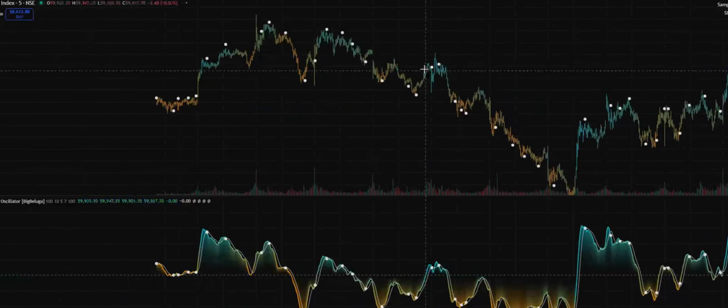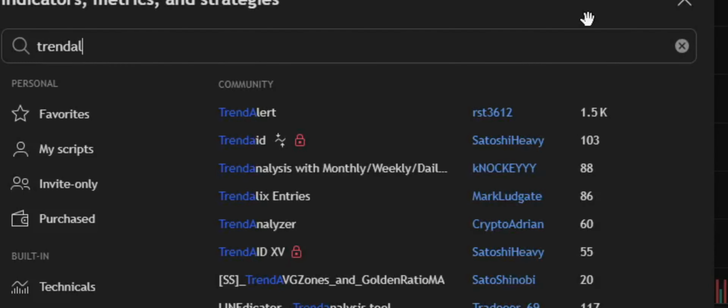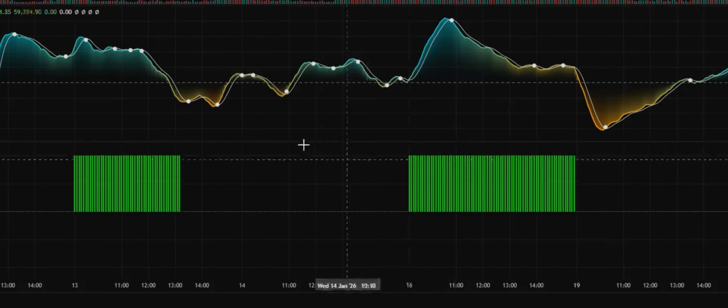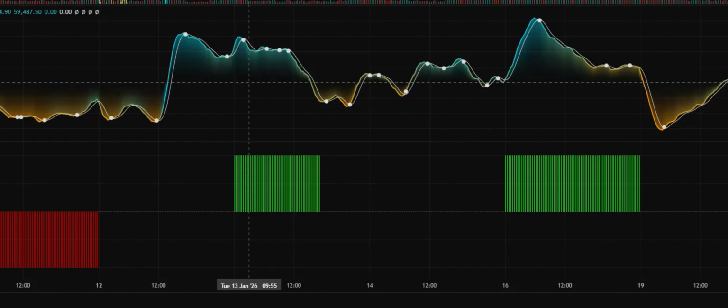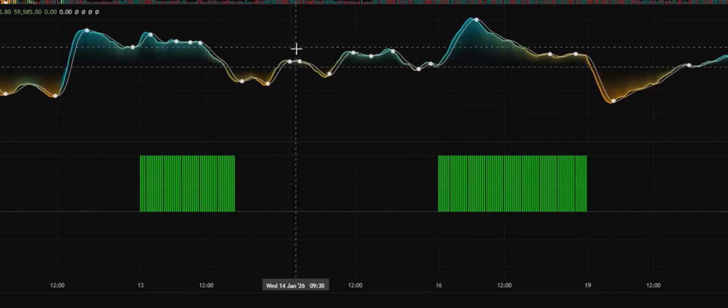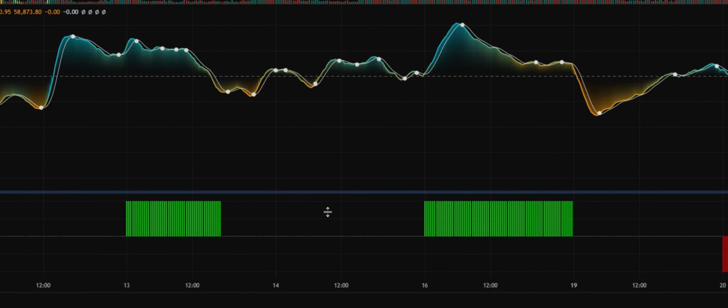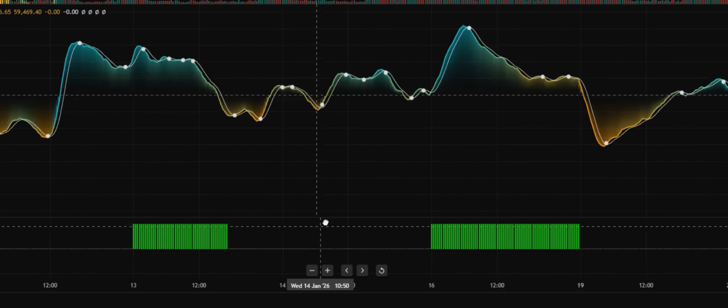Go to the Indicators tab again, type Trend Alert. It is done by RST3612. Here, you see it's either green, red, or black. Whenever the trend alert shows green, we will only look for buying or long opportunities. And whenever the trend alert shows red, we'll only be looking for selling opportunities.